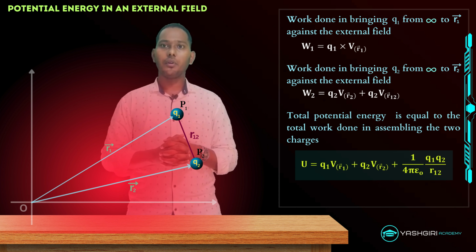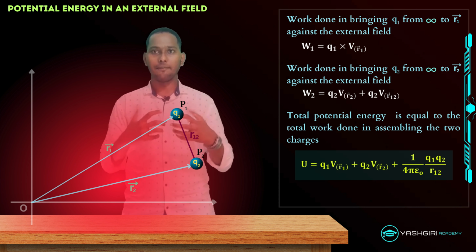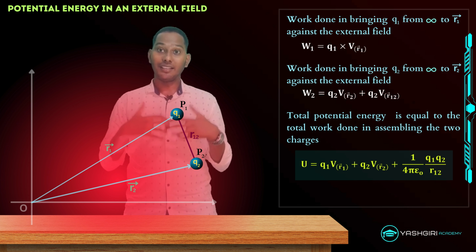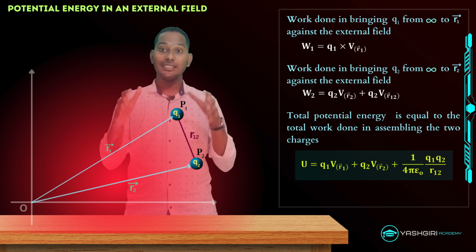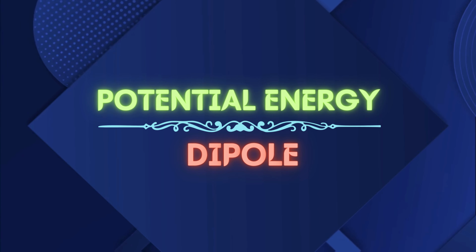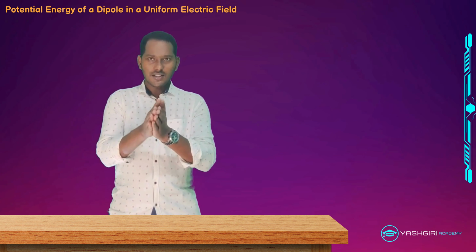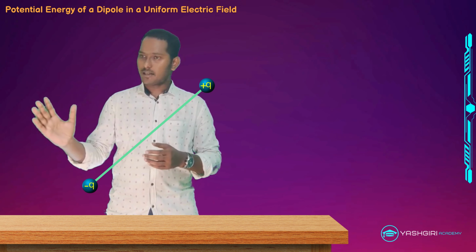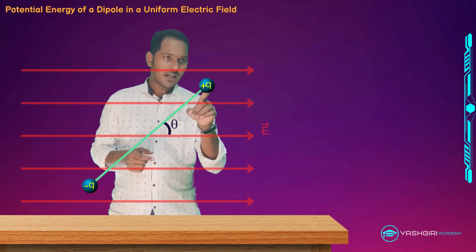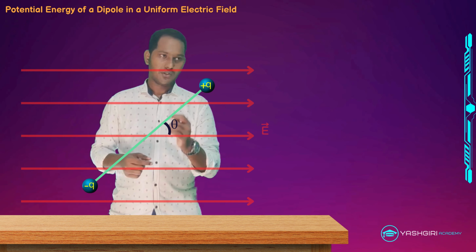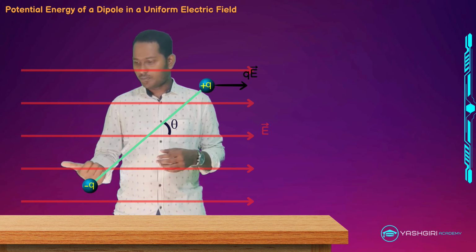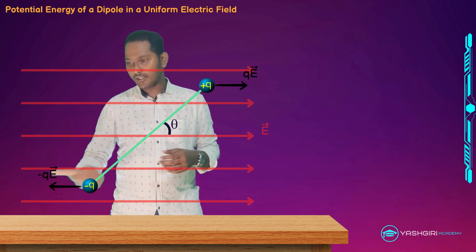Now, moving forward, students, we will be discussing the electrical potential energy for a dipole when it is placed in an external field. Now here, this is an electric dipole which is placed in some external electric field. And since I know that on this positive charge there will be a force exerting, which is going to be Q times vector E. And on this negative charge, it is going to be in this direction, minus Q vector E.